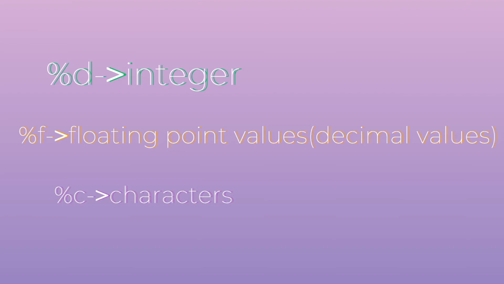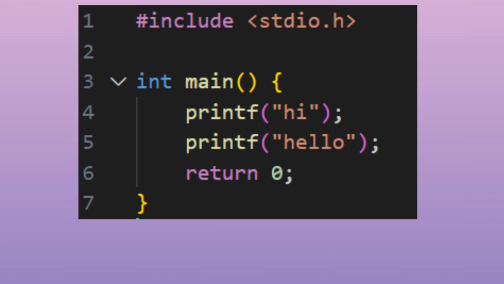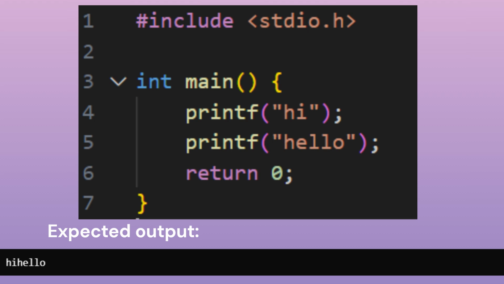Let's say we want to print hi on one line and hello on another line. I wrote a printf statement with hi between double quotes, and then I wrote another printf statement with hello in double quotes on the next line. What do you think? Will these two words be printed on separate lines? If you think so, you are mistaken. Even if you write the printf statements on different lines in the code, the output will still print both words on the same line. Now, it becomes a task for us to print these two words on separate lines.